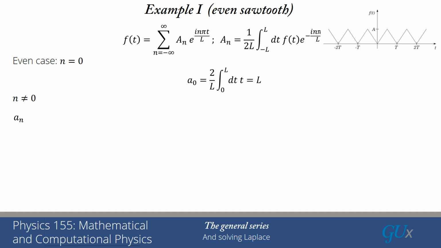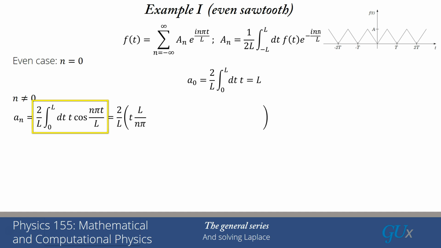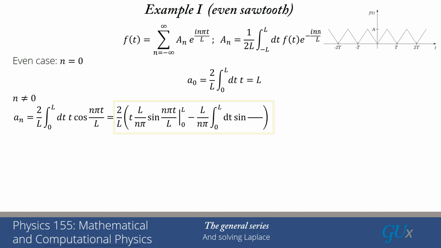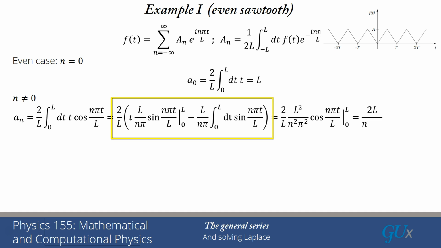Our next step is to look at n not equal to 0. In this case, we have this cosine in here. We have a t times a cosine, and the best way to handle this is to do integration by parts. I'm going to differentiate the t, which means I have to integrate the cosine, and so the boundary term is going to be t L over n pi sine(n pi t over L), which has to be evaluated between 0 and L, minus L over n pi, the integral from 0 to L dt of sine(n pi t over L).